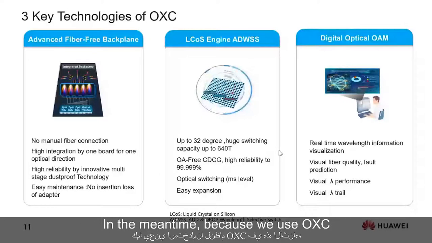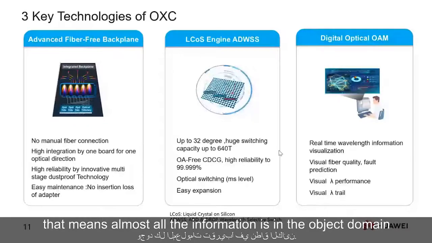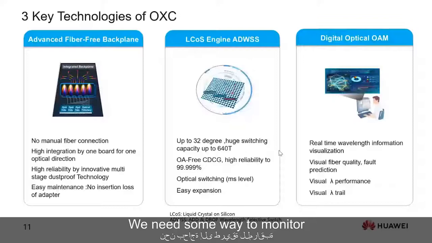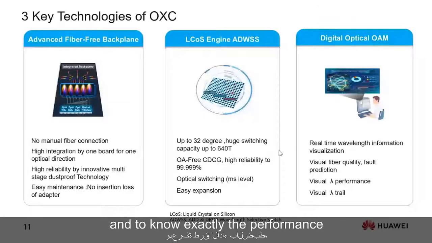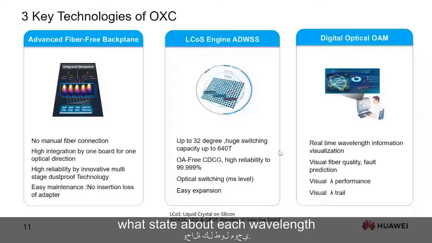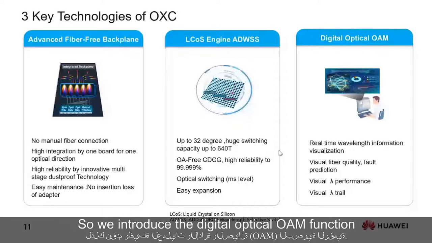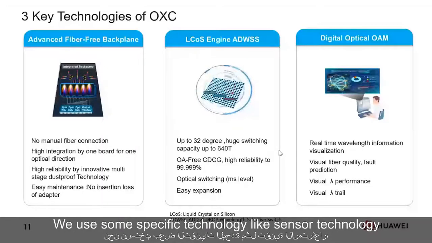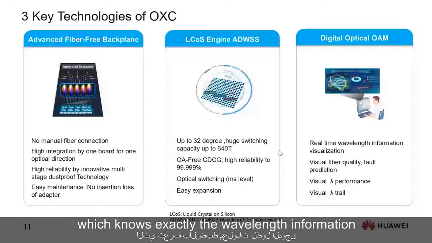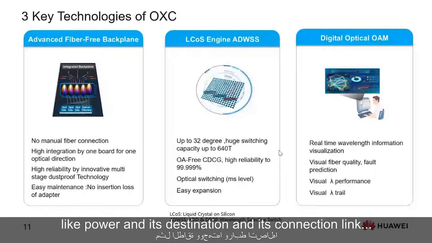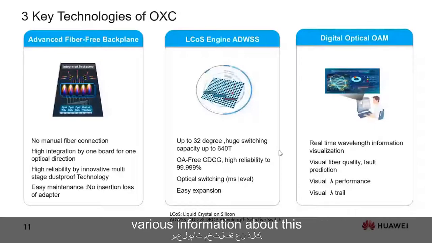In the meantime, because we use the OXC, almost all the information is in the optical domain. So we need some way to monitor and know exactly the performance or the state of each wavelength. So we introduced the digital optical OM function. We use specific technology like light sensor technology to know exactly the wavelength information, like its power, its destination, and its connection link, and various other information.